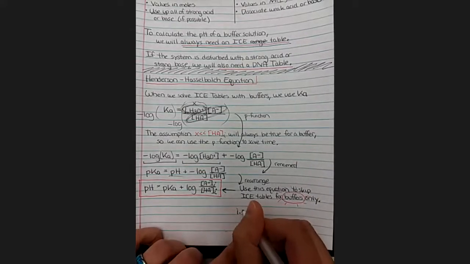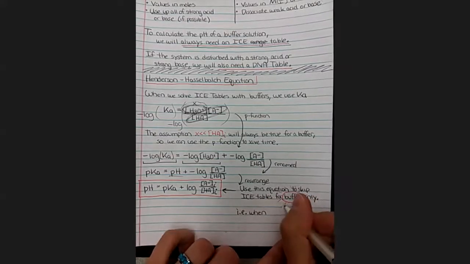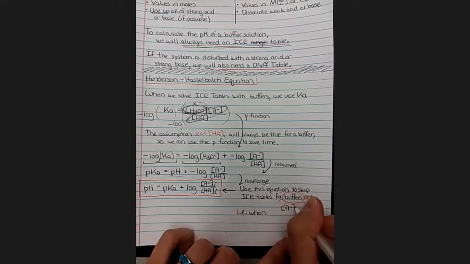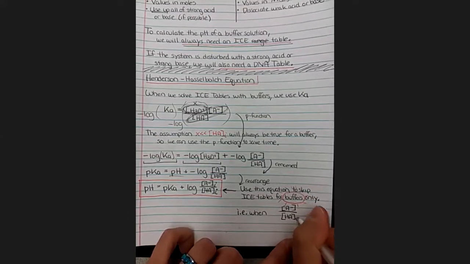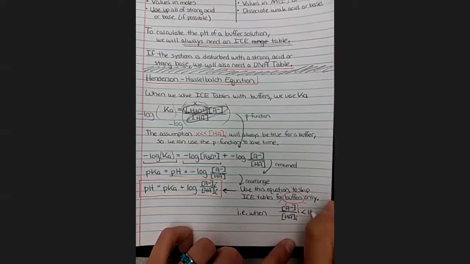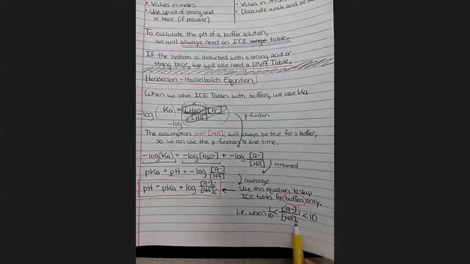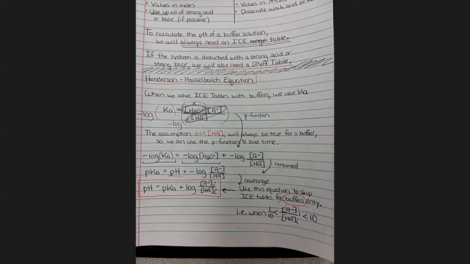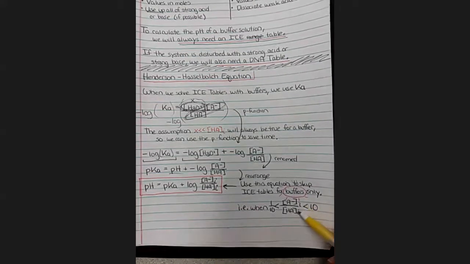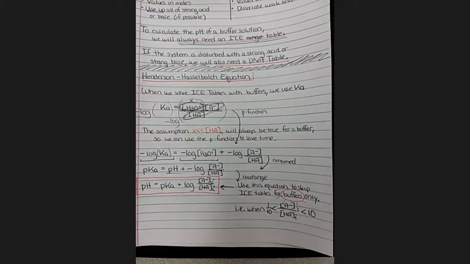And remember, we defined when something was a buffer by saying that ratio is less than 10 and greater than 1/10. And check it out. This ratio is part of the Henderson-Hasselbalch equation, so you don't even have to go looking for it. You'll have to find it to use the equation anyway. So if this ratio of concentrations is between 1/10 and 10, it's a legal move. You can skip the ice table.